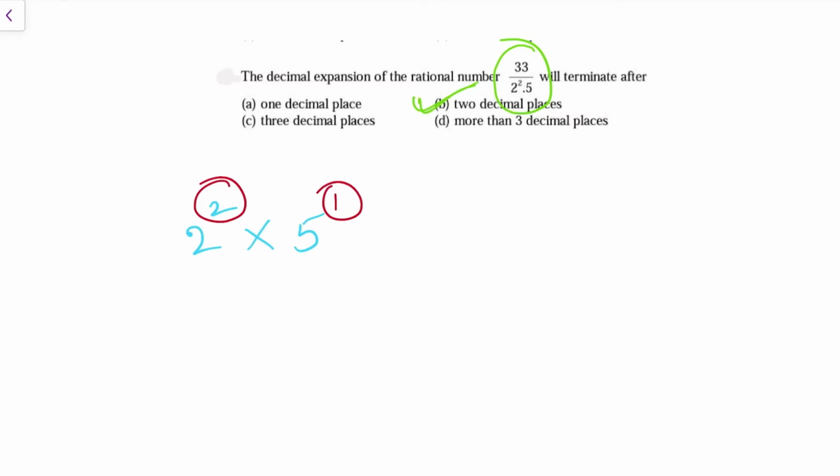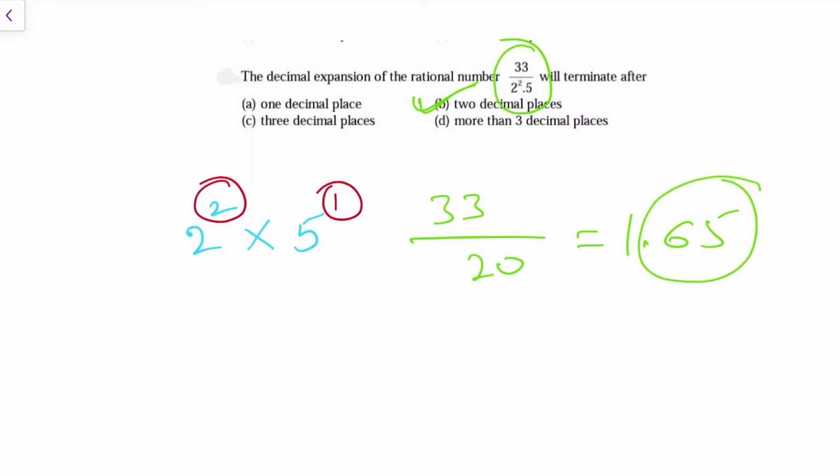If you do the division and check also, you will definitely get the same answer. That is, 33 divided by 2 square is 4, 4 fives are 20. So 33 divided by 20, that is around 1.65. So here after the decimal, 2 digits are there, exactly that one only.